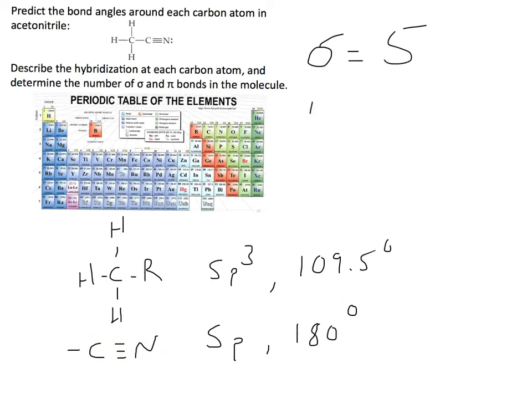And if we look at our pi bonds, we have basically just one triple bond, and that triple bond means that we have a total of 2 pi bonds, because a triple bond is made up of 1 sigma bond and 2 pi bonds.